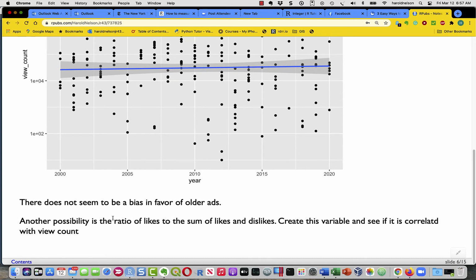Another possibility for measuring success is the ratio of likes to the sum of likes and dislikes. Create this variable and see if it is correlated with view count. Okay, again, stop the video, do the work, then come back when you're done and look at what I've done. If you just go look right now at what I've done, you're not going to get anything out of this exercise.